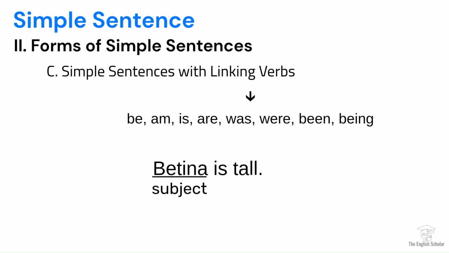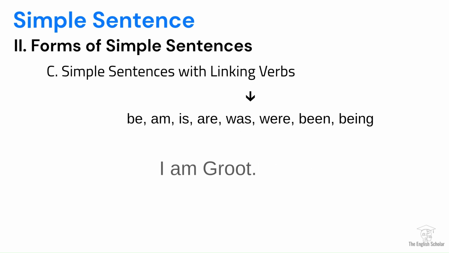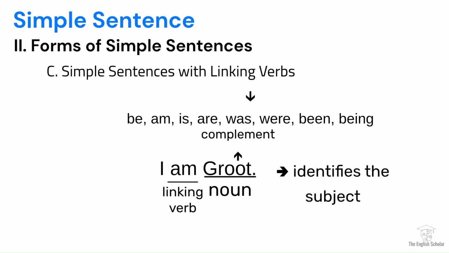Another example, Bettina is tall. Bettina is our subject, our linking verb is, and we have the subject complement tall, which is an adjective that describes Bettina. Last example, I am Groot. We have the subject I, which is a pronoun, and the linking verb am. And we have the subject complement, Groot, which is also a noun that identifies I.